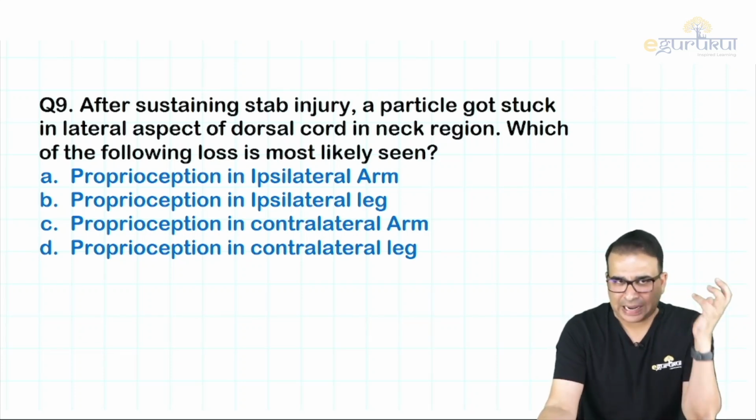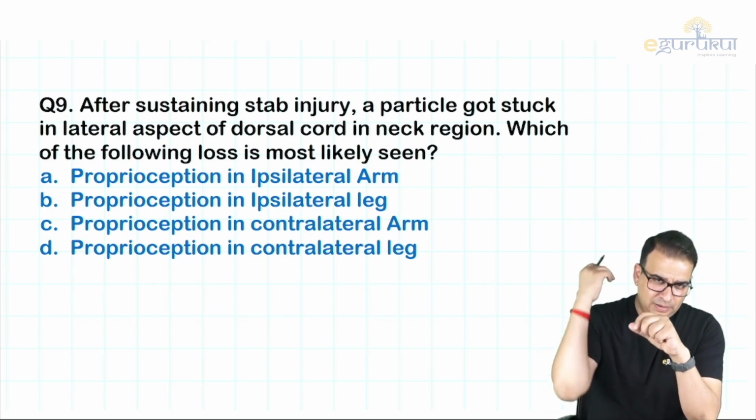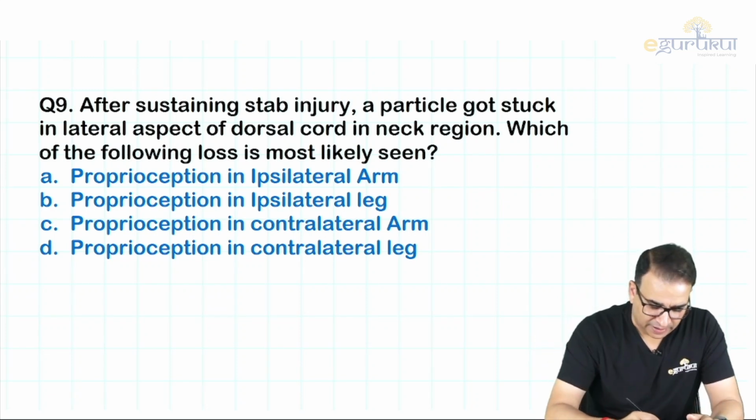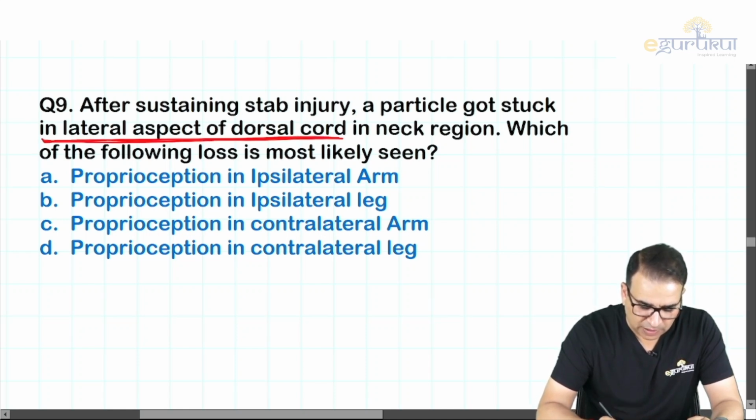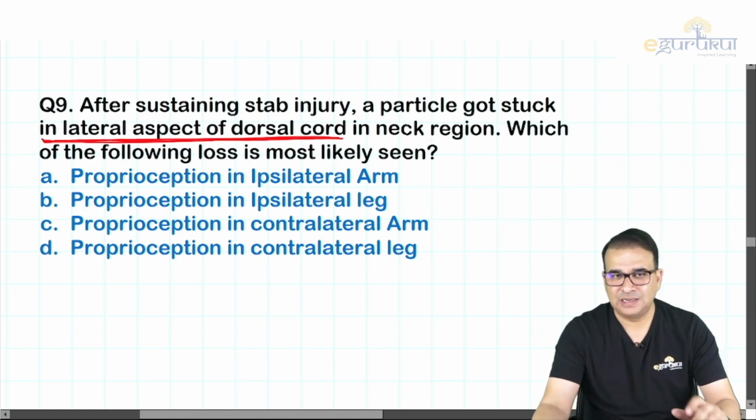So there is the stab wound injury in the neck region here. And the question has specified that it got stuck in the lateral aspect of the dorsal part of the cord. So what is most likely to be seen in this case?